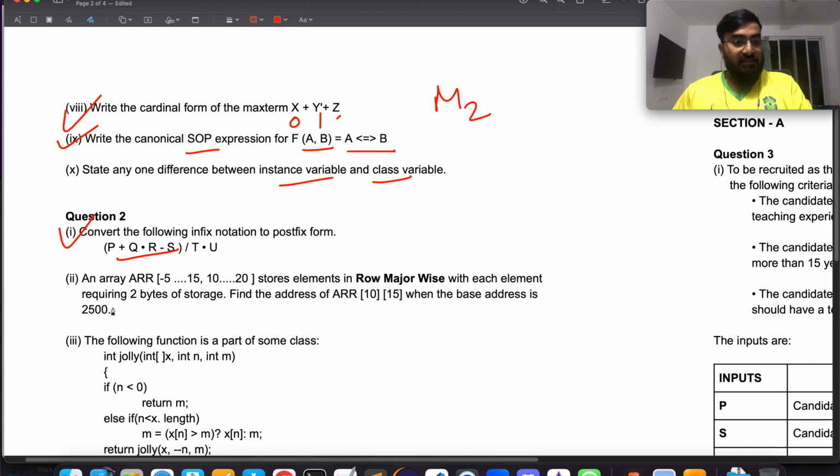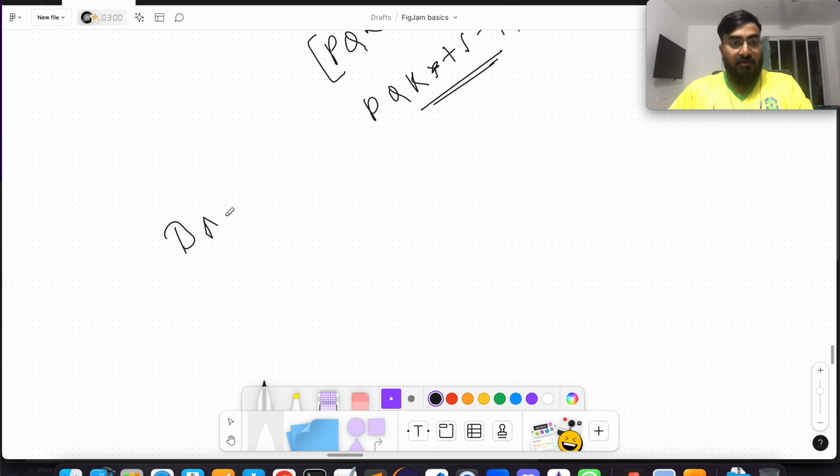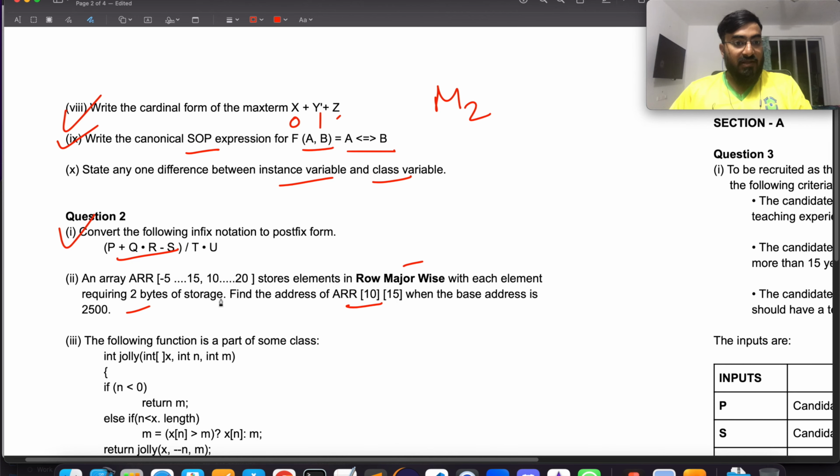Next is this question. In this you have to find the address of this location, and row major wise is the way in which this 2D array is stored. I've already added a separate video that explains exactly how this works, and then we have a formula that comes out of that explanation on which we are going to just plug in the values.